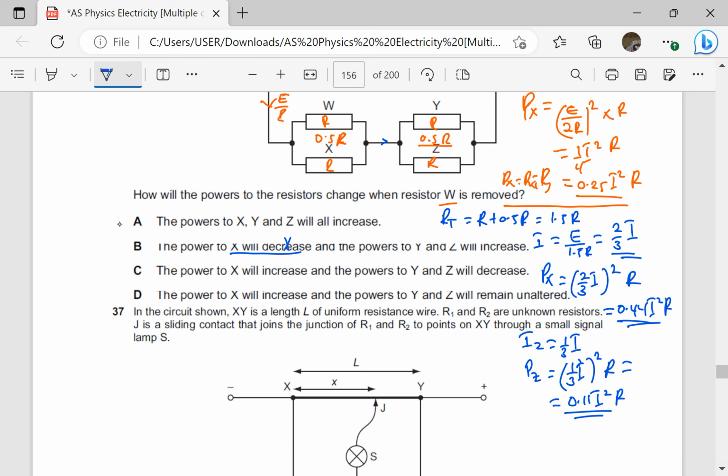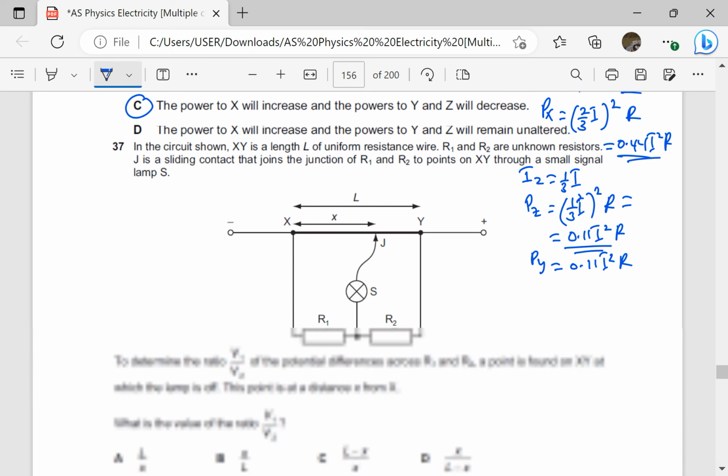And of course, the power across Z is the same as the power across Y because they're in parallel, the current divides equally, and they're identical. So it means also that the power across Y is going to be 0.11 I squared times R. So you see that the power has actually reduced in Y and Z. So it increases in X, but it decreases in Y and Z, which means the most appropriate statement is going to be C. The power to X will increase, the powers to Y and Z will decrease.